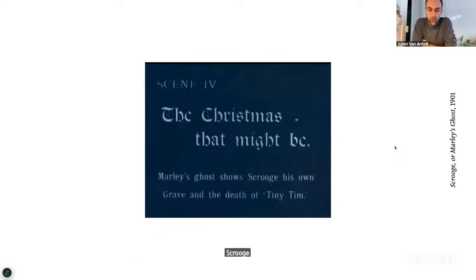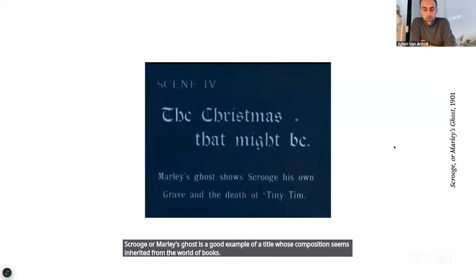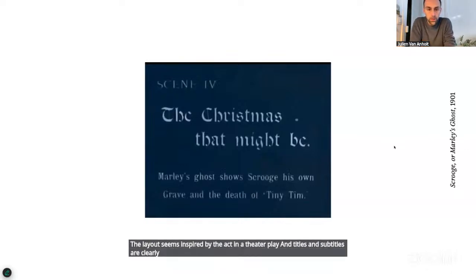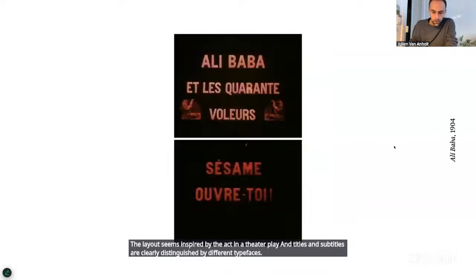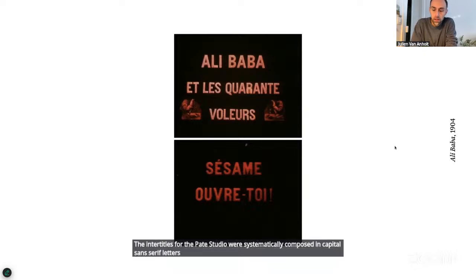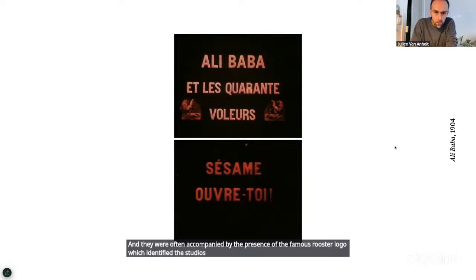Scrooge, or Marley's Ghost, is a good example of a title whose composition seems inherited from the world of books. The layout seems inspired by the act in a theater play, and titles and subtitles are clearly distinguished by different typefaces. The intertitles for the Pathé Studio were systematically composed in capital sans serif letters in the same style, and they were often accompanied by the famous rooster logo, which identified the studios worldwide. You can see them maybe on the upper image.